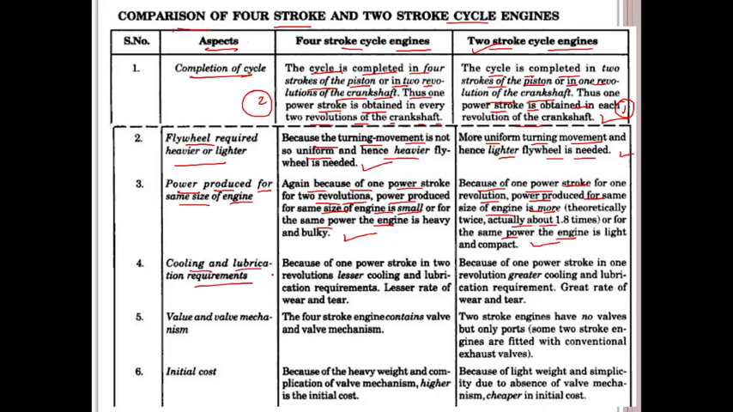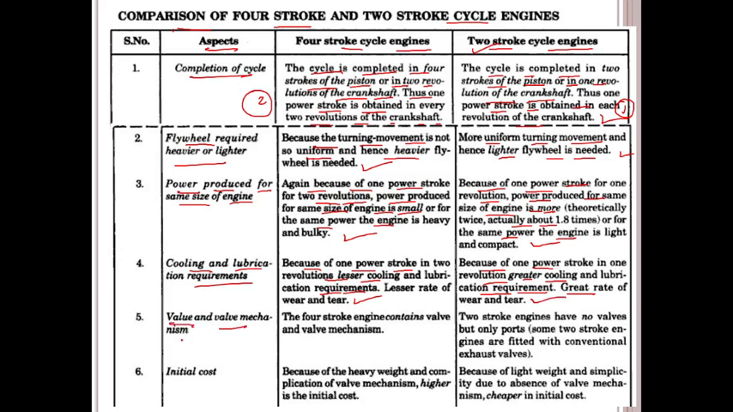Cooling and lubrication requirements. Because of one power stroke in two revolutions, there are lesser cooling and lubrication requirements, so a lesser rate of wear and tear. In the two-stroke, because of one power stroke in one revolution, greater cooling and lubrication are required, so there is a greater rate of wear and tear of the engine.